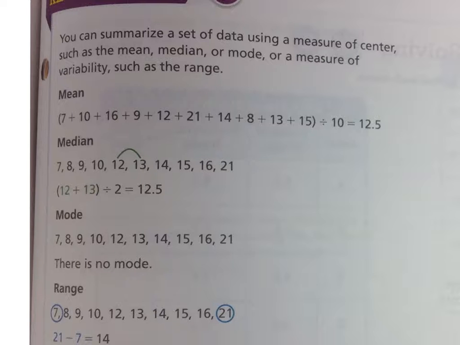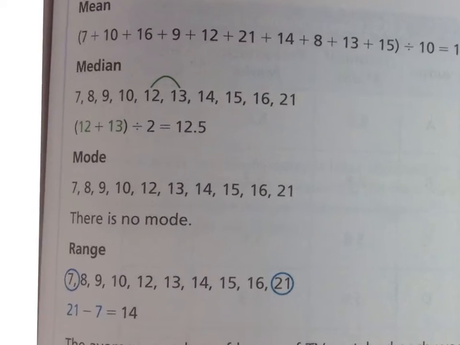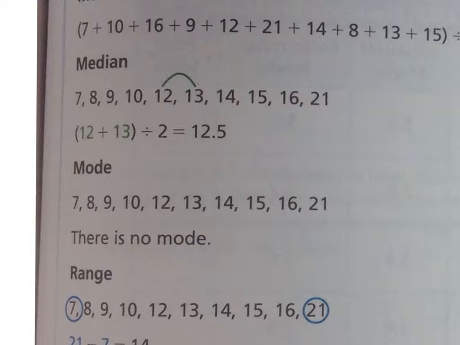Median, in this case there were two middle numbers. Make sure you put the numbers in order first from least to greatest. If there are two middle numbers, you can add them together and divide by 2, or sometimes you can think about what would be halfway in between those two numbers.